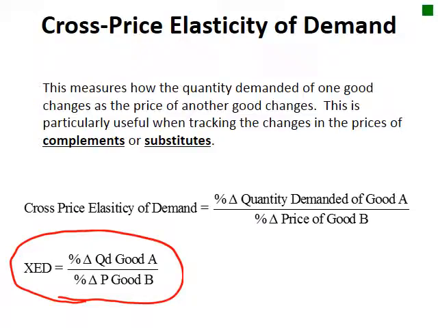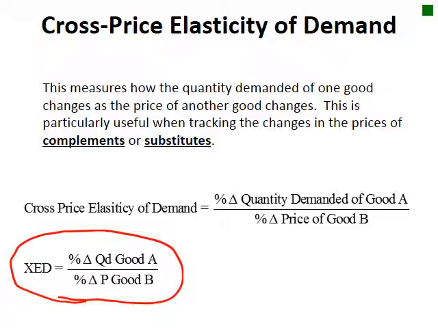We've looked previously at price elasticity of demand, but this time we're going to look at the cross-price elasticity of demand, when we're looking at two goods and seeing the effect of a change in price of one on the quantity demanded of the other. So this measures how the quantity demanded of one good changes as the price of another good changes. This is particularly useful when tracking the changes in the prices of complements or substitutes.